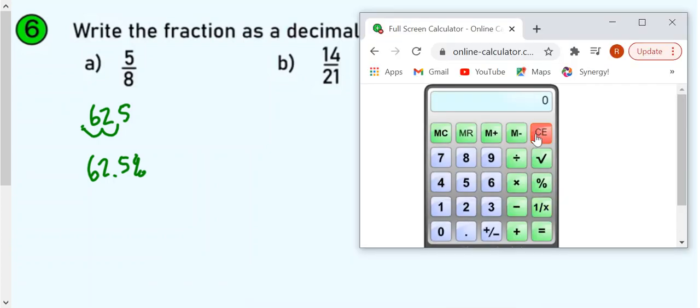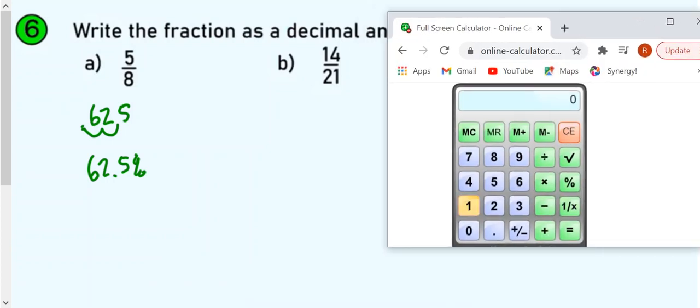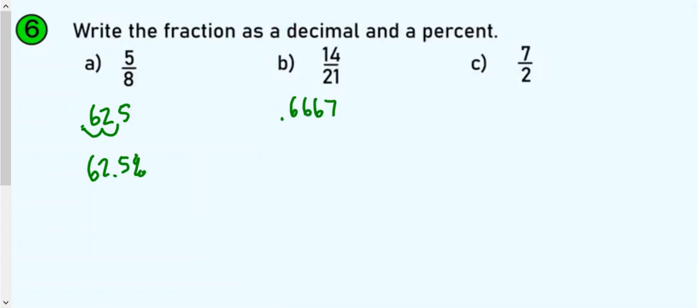All right, the second example here, we got 14 divided by 21, and that's going to be equal to 0.6667. So we have our decimal, and now we can move our decimal place 2 places to the right, and that would be equal to 66.6%.